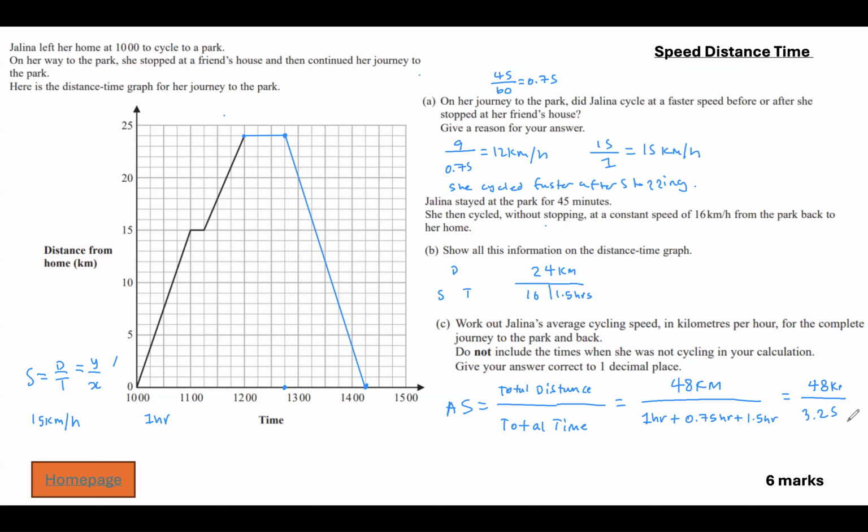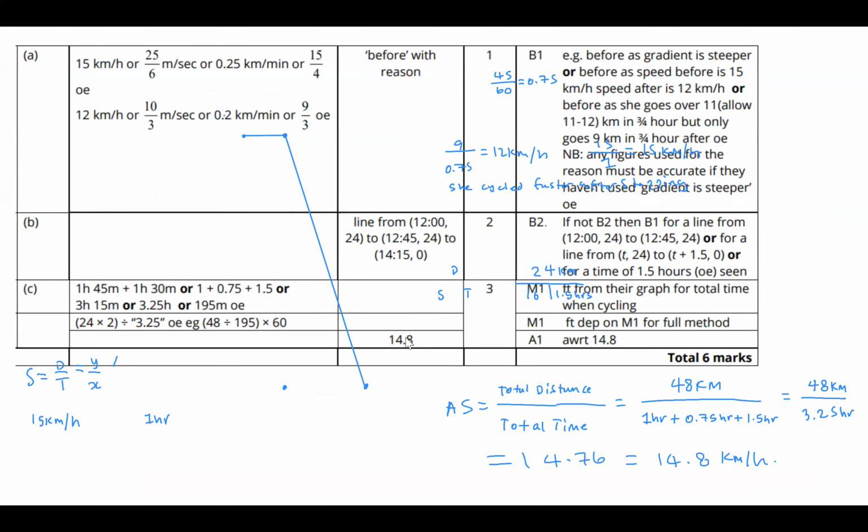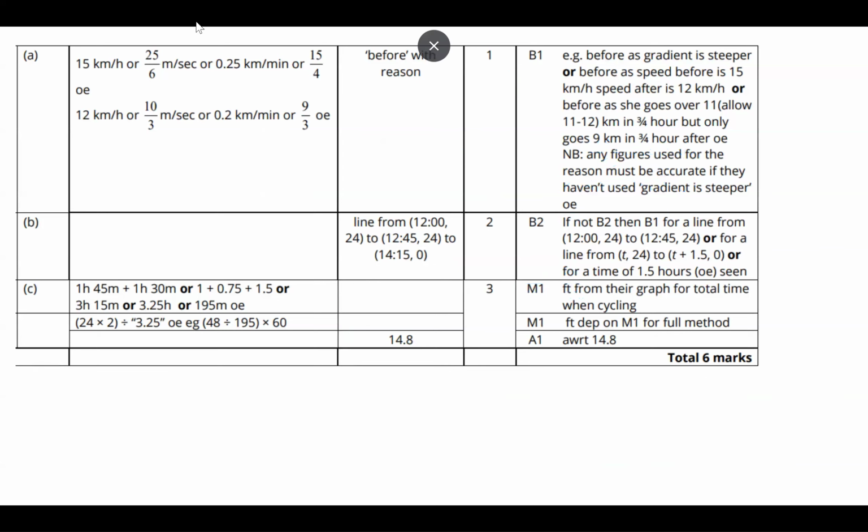So kilometers, hours. So 48 divided by 3.25, that's going to give us 14.76. Give your answer to 1 decimal place, so that's going to be equal to 14.8 kilometers per hour. And let's just have a look at the mark scheme. The answer is in fact 14.8. All right, brilliant. So let's get rid of this.